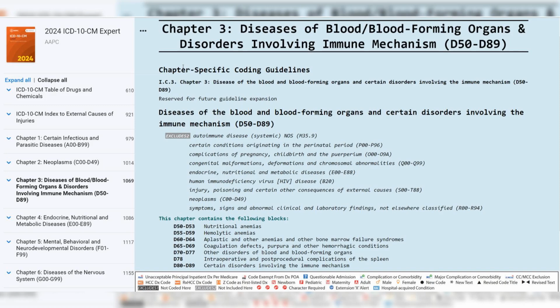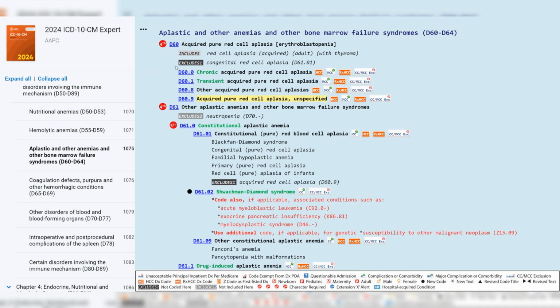Every time you encounter a case involving blood or blood-forming organs, start by reviewing the instructional notations at the beginning of Chapter 3. These notations aren't just suggestions, they're your roadmap to accurate coding. Always make sure to go to the tabular list to verify your code, read the full descriptions, and follow any guidelines, symbols, and conventions that apply.